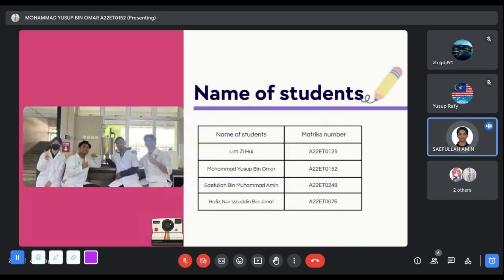So these are the names of the students: Lim Zi Hui, Muhammad Yusup bin Omar, Saefullah bin Amin, and Hafiz Izzuddin bin Jimat.